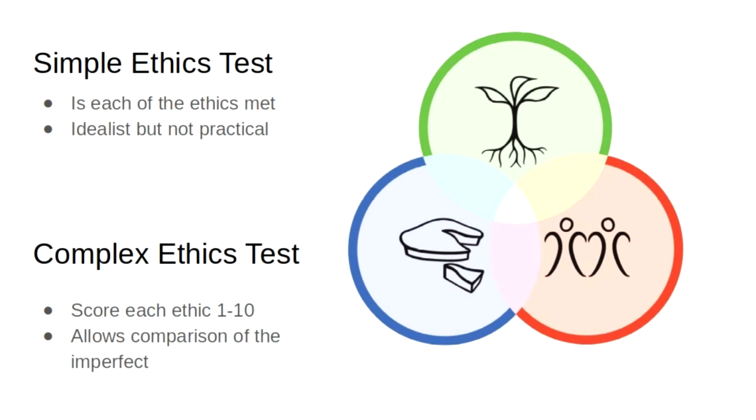And so I came up with the complex ethics test, where essentially you're scoring things from 1 to 10. You can see that it's easiest then to compare different goals and say, well, this goal is better than this goal because I see that it really cares for the people and cares for the earth, but the future, not at all. But this other goal cares for all three. Maybe I should go with that one. It's a way to operate in an imperfect world.